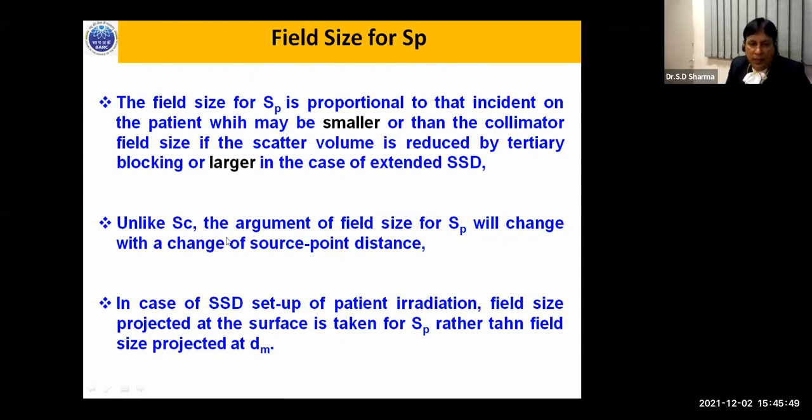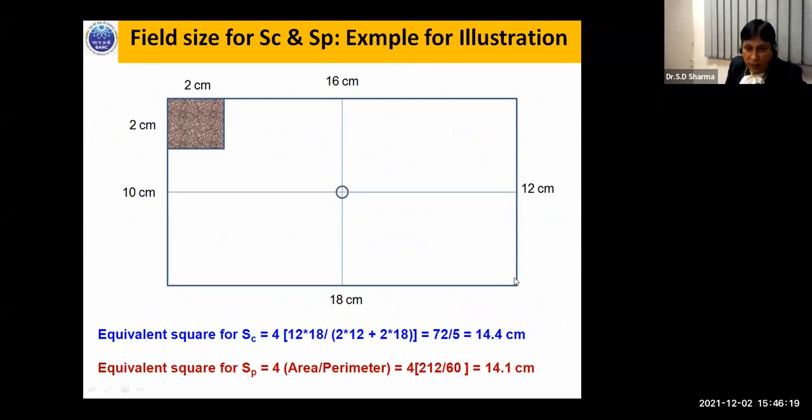Unlike collimator scatter factor, the argument of field size of phantom scatter factor will change with a change of source to point of interest distance. In case of SSD setup of patient irradiation, field size projected at the surface is taken for phantom scatter rather than field size projected at depth of dose maximum. So all these are very obvious, and it should be kept in mind while looking for the numerical value of phantom scatter factor.